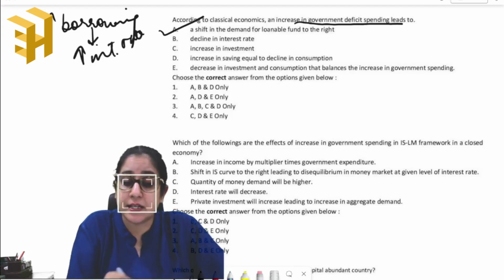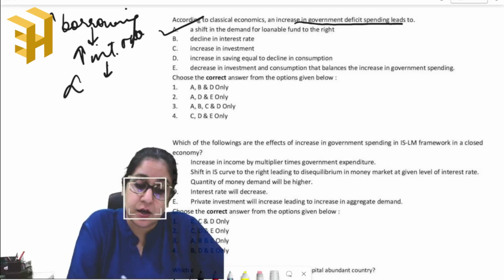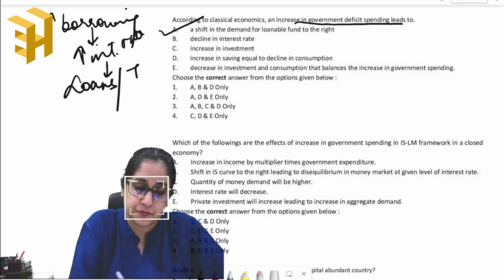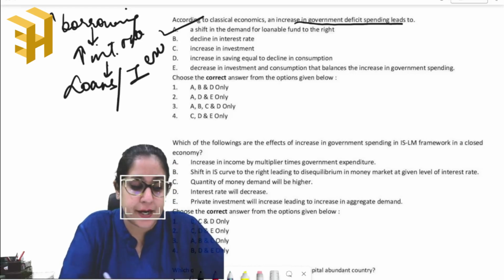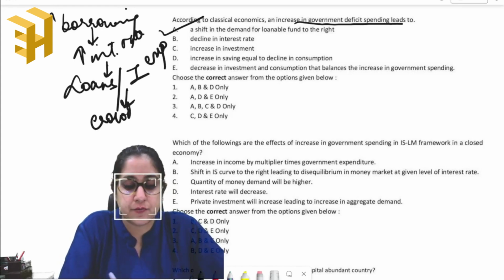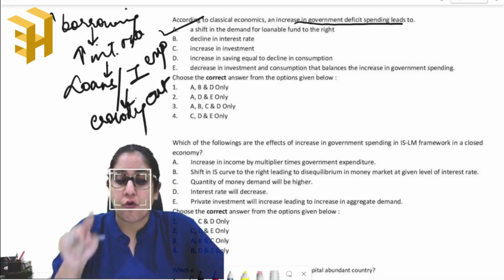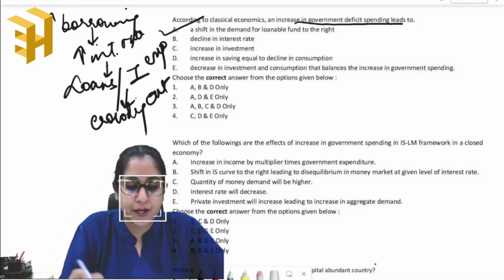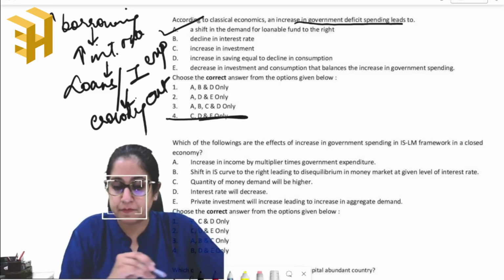This will increase the interest rate, which will make loans or investments more expensive, right? And this will lead to crowding out. So this is the process, right? So the first statement is right. We can strike out option 4 here.